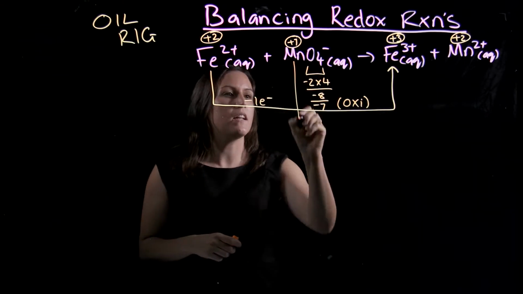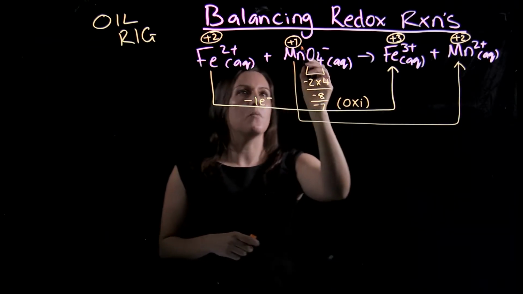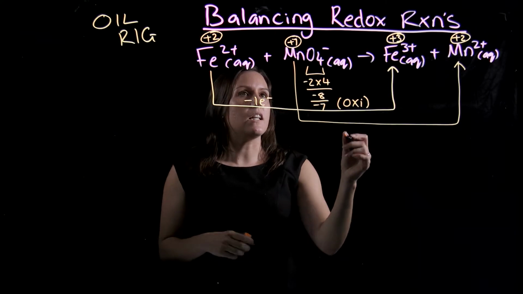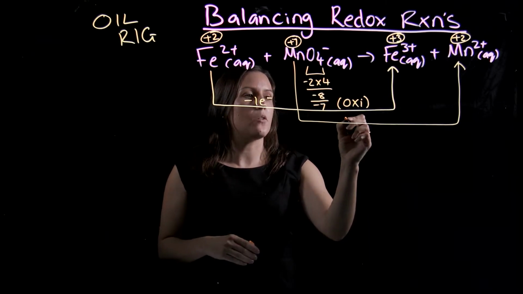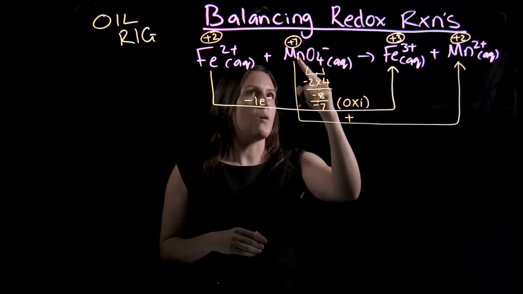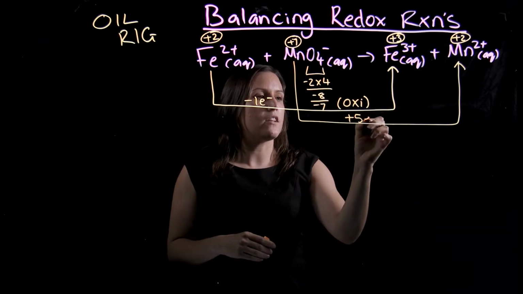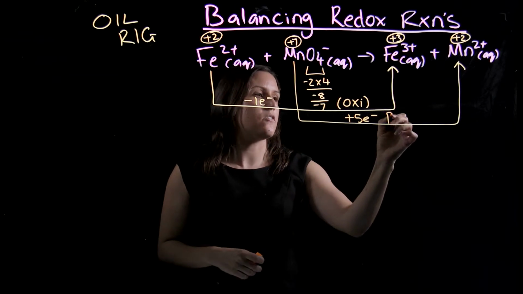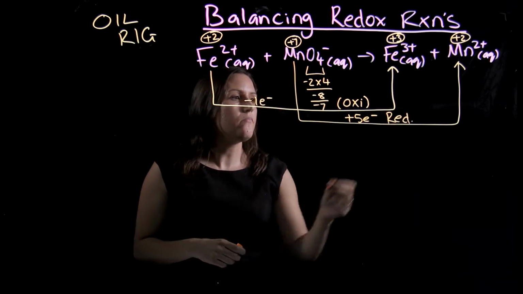If we look at our manganese now, we're going from +7 to +2. So we're actually losing positive charge, so we're gaining negative charge. And we're gaining 5 electrons there. And we've got reduction is gain, so this is a reduction reaction.